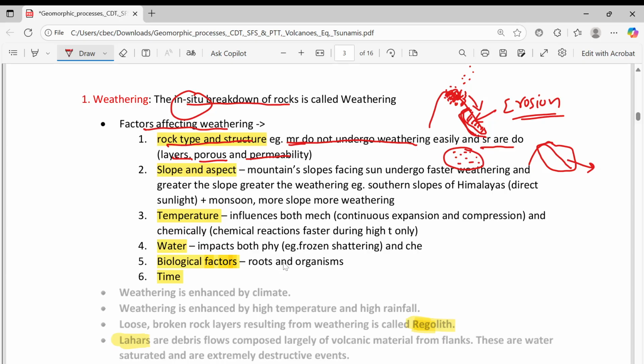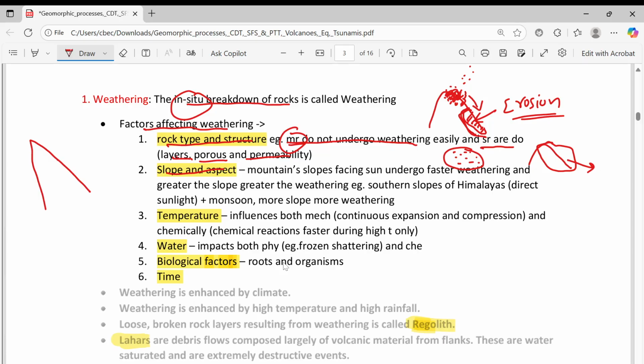If you go for metamorphic rock, that is very tough. Metamorphic rocks are very hard, so weathering is not easy. Then slope and aspect. Slope means, for example, if a high slope is there, weathering will be very fast, because gravity and everything will influence it.